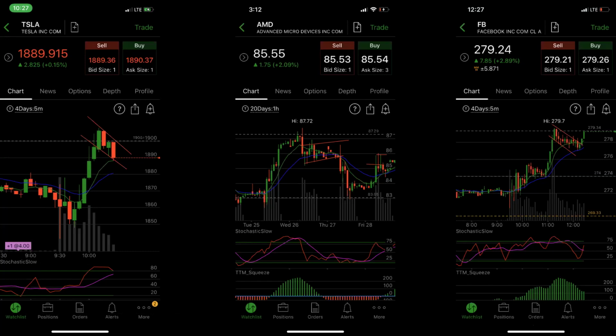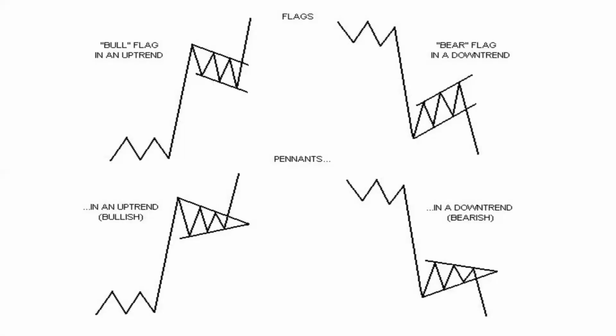Now one question I have: what's the difference between a flag and a pennant? Tell me the difference between a flag and a pennant. They kind of look the same. Okay, I'm going to explain that to you. I'm going to tell you the secret.